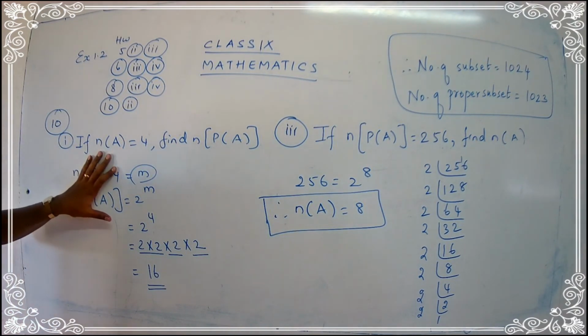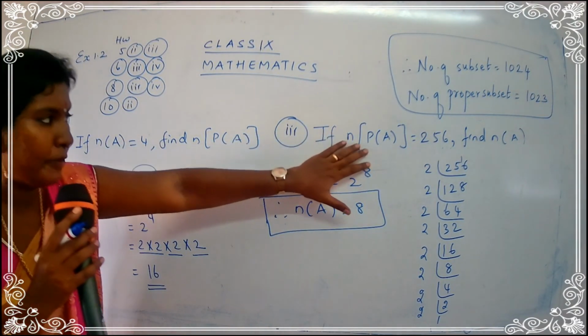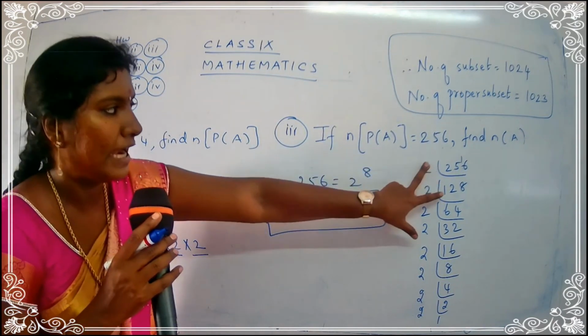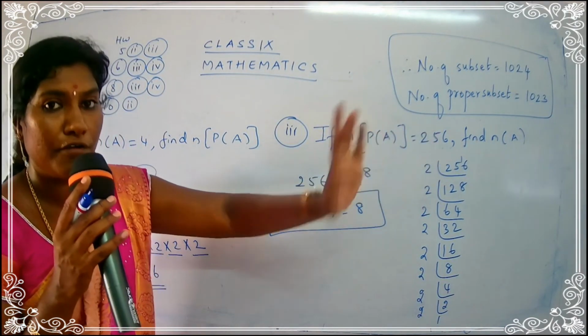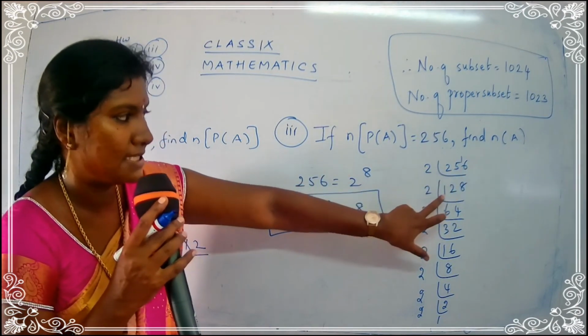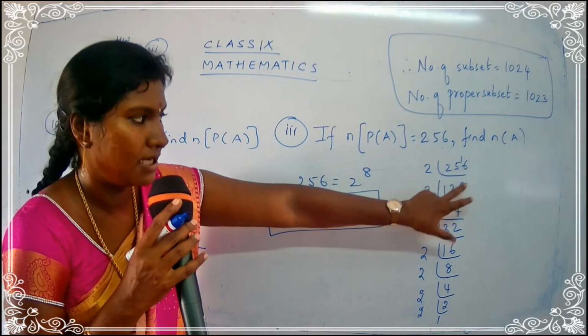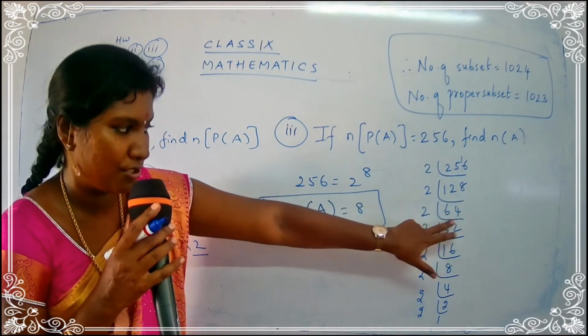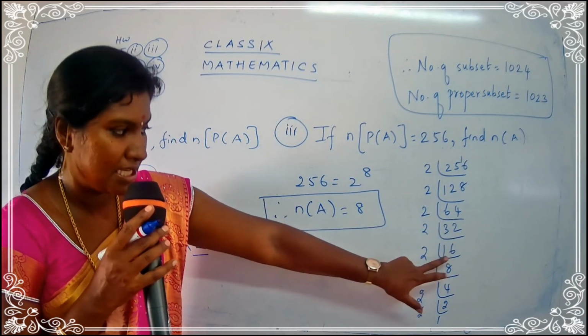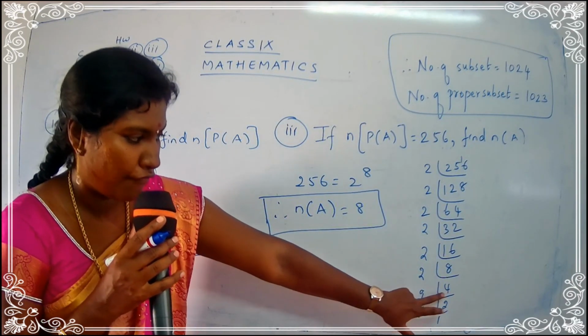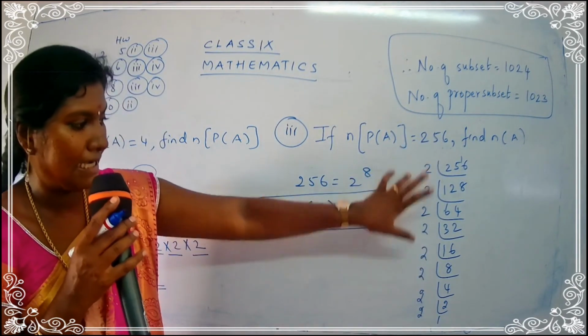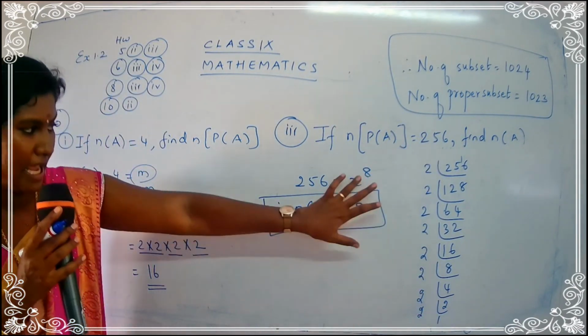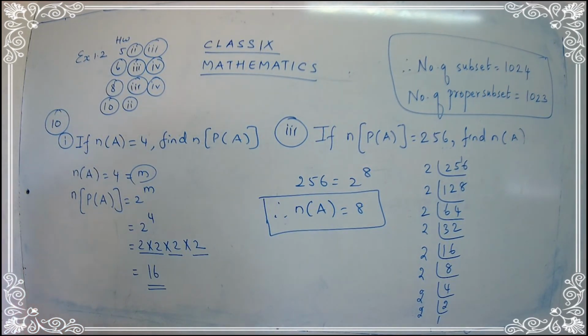Just in a reverse manner. n of A was given and you found n of P of A. Here n of P of A is given and you are finding n of A. So try to write 256 as a power of 2. If you are not able to do it directly, you can divide by 2 repeatedly and write it. You get multiples of 2. How many 2s do we have? 8. So n of A is equal to 8. Clear? So we have completed our exercise 1.2.